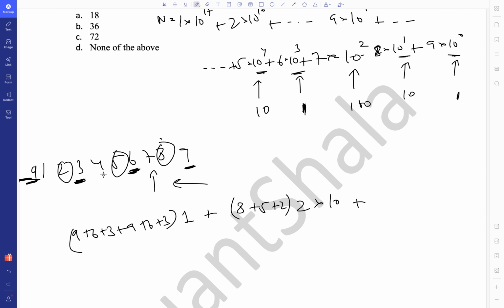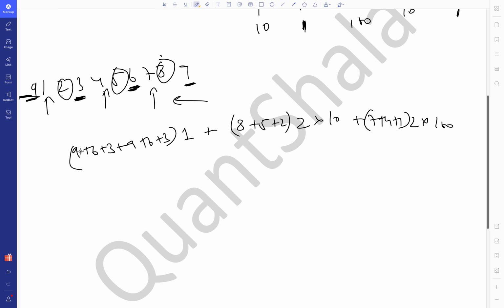plus you will have the other digits which are left: 7, 4 and 1. Again you will get 7 again on the left thing. So you get 7 plus 4 plus 1 multiplied by 2 multiplied by 100. So this is what the remainder of the given number with 333 will be.